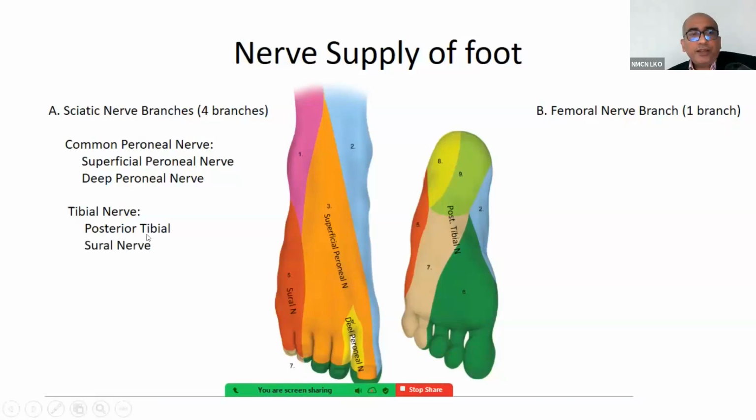The branch of the tibial nerve, that is the posterior tibial nerve, supplies the sole of the foot with different branches, and the sural nerve supplies the lateral side of the foot. Finally, the femoral nerve branch, that is the saphenous nerve, supplies the medial part of the foot, or the medial malleolus and the medial part of the foot along the medial arch of the foot. So this is about the nerve supply.